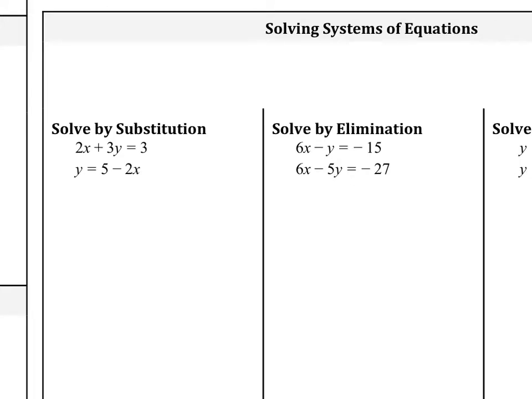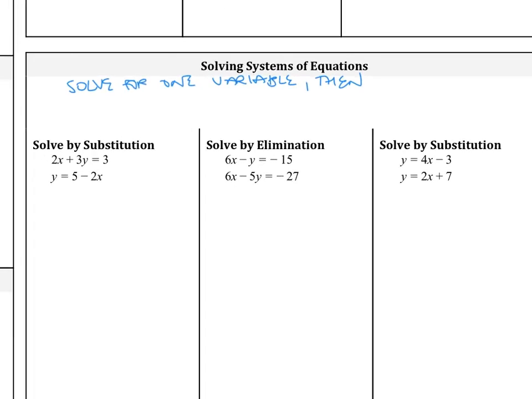Solving systems of equations. What we want to do when we're solving systems of equations is solve for one variable, and then you solve for the other one after you do that. Solve for one variable, then solve for the other. For example, if you solve for x, then solve for y. If you solve for y, then solve for x.